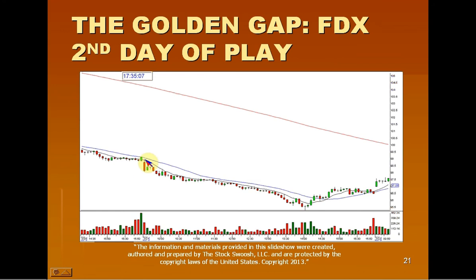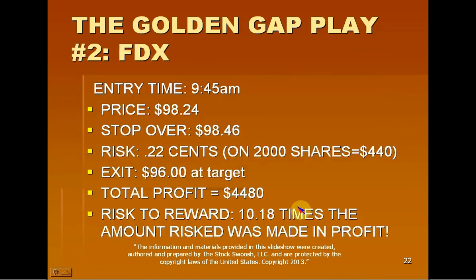Here's the first bar on the 5. It goes up. It can't go anywhere. It immediately crashes down. And then it sets up right in here. Right in here, there's a play that bled all day as well. The entry time was 9:45. Price was 98.24. The stop was over 46. This was a 22-cent risk.